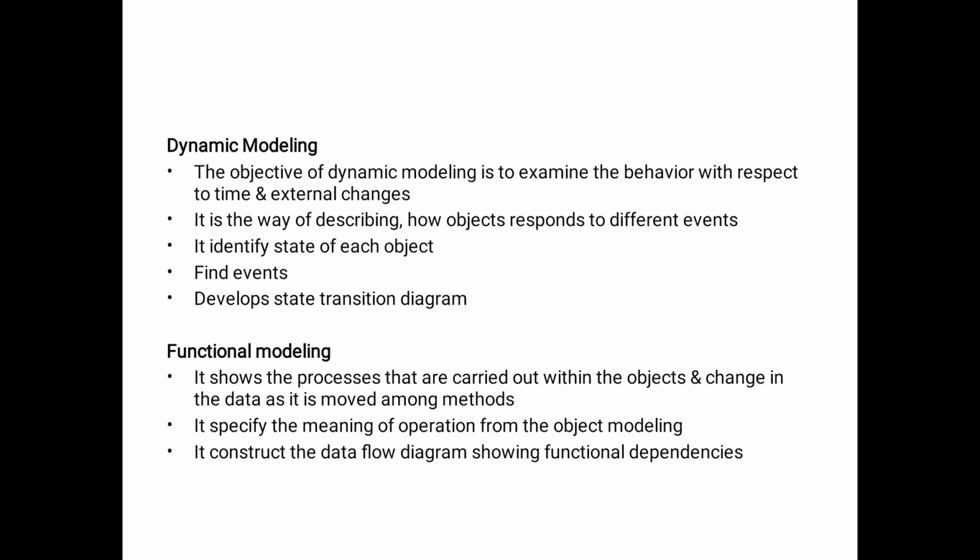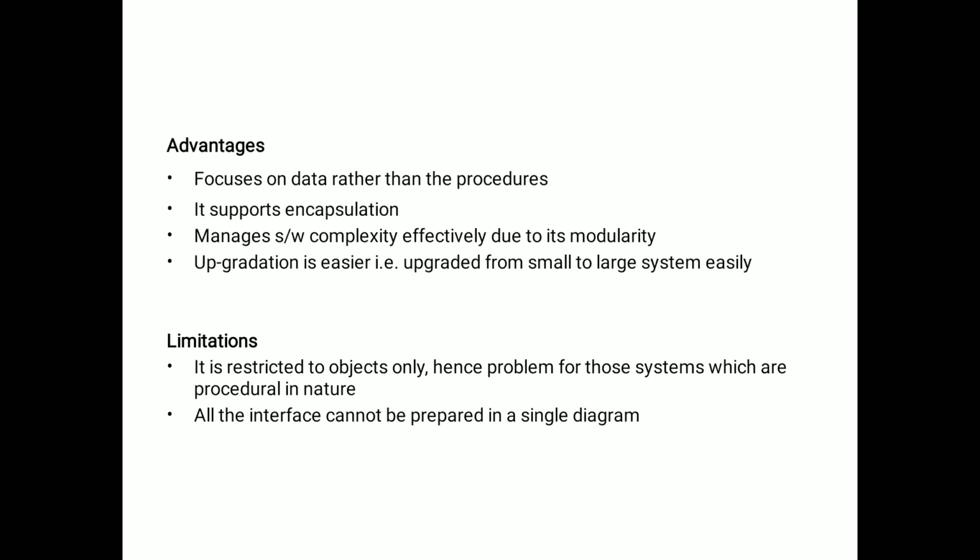And the last one is functional modeling. Now this functional modeling shows the processes that are carried out within the object and the change in the data as it is moved among methods. It also specifies the meaning of operations from the object modeling, and it constructs the data flow diagram showing functional dependency. So the data flow diagram comes under functional modeling.